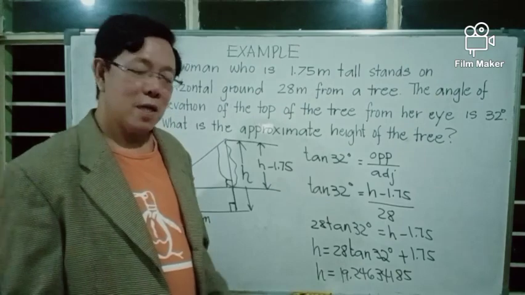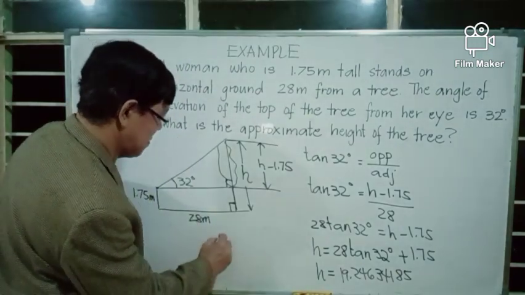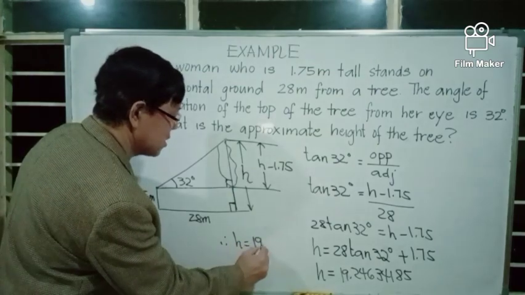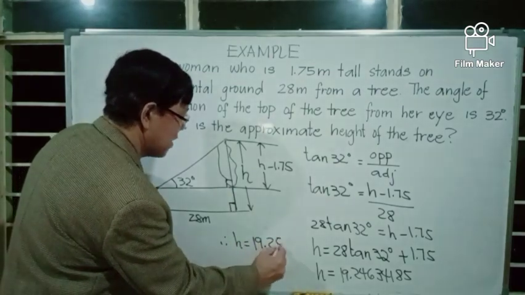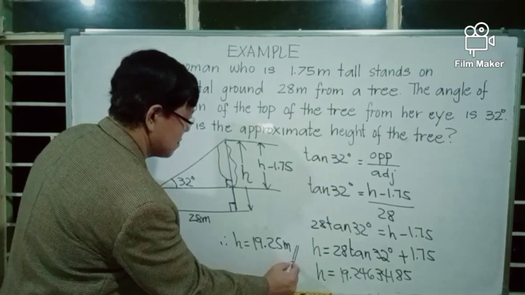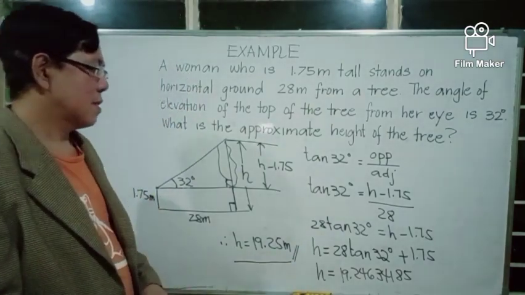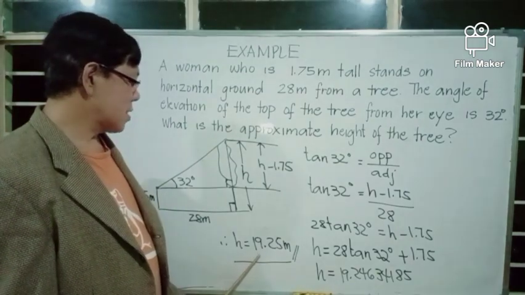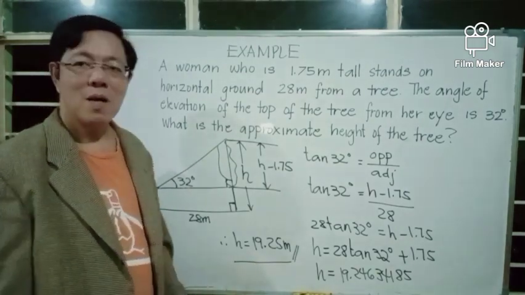And so the final value of h is 19.25 meters. The height of the tree is 19.25 meters.